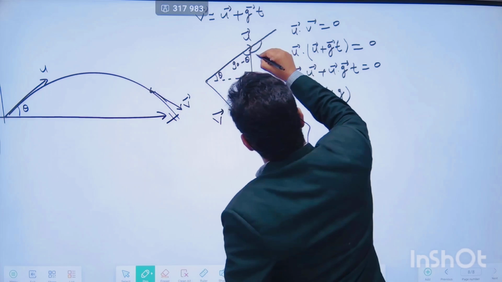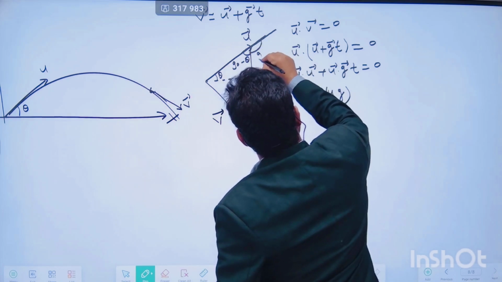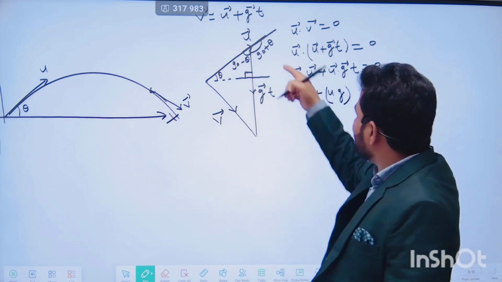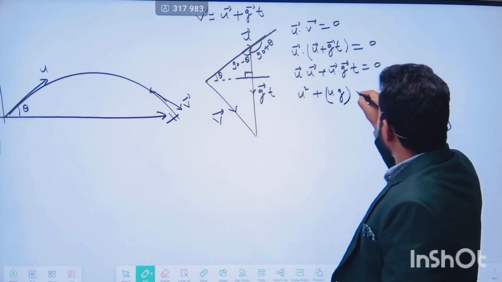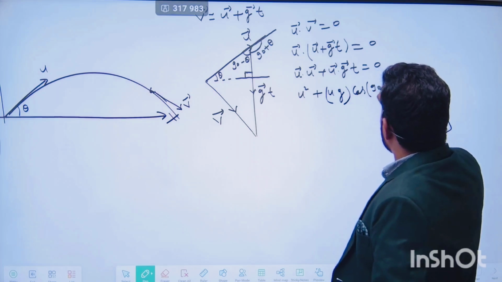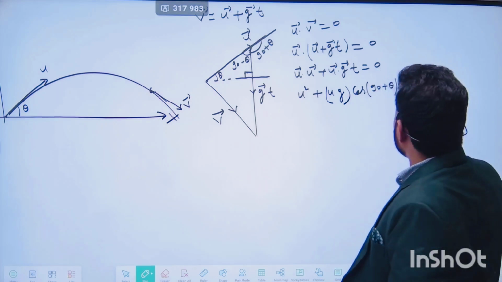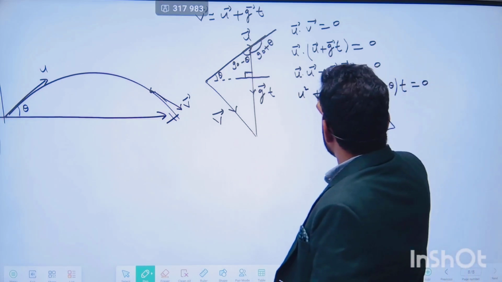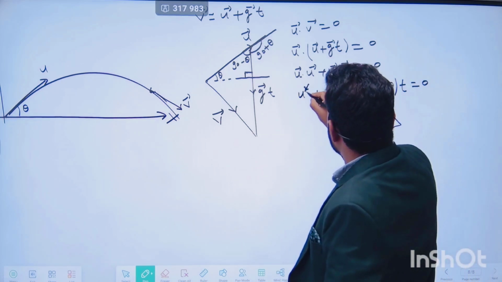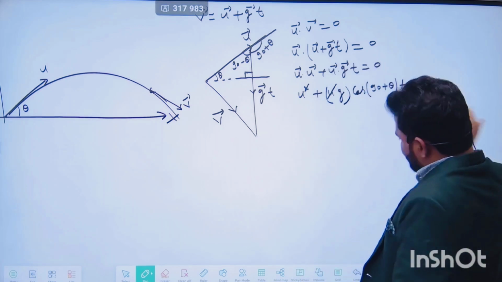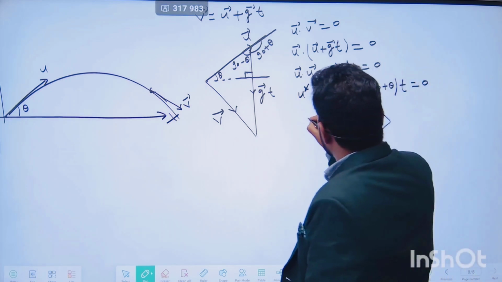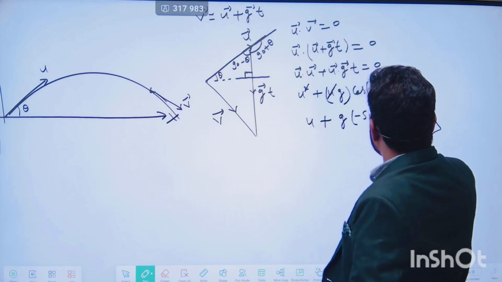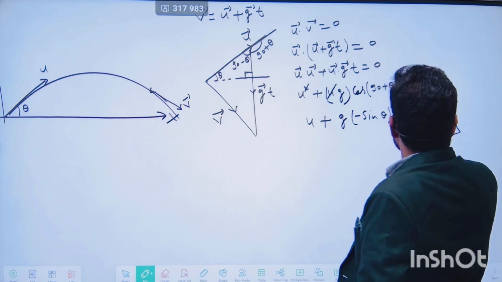And what about this? This angle must be 180, so this angle would be 90 plus theta. So we'll write here u g cos of 90 plus theta into t, that is equal to 0. From here we can say this u will be cancelled out. If we divide throughout the equation by u, we get u plus g cos 90 plus theta, which is minus sine theta, into t is equal to 0.